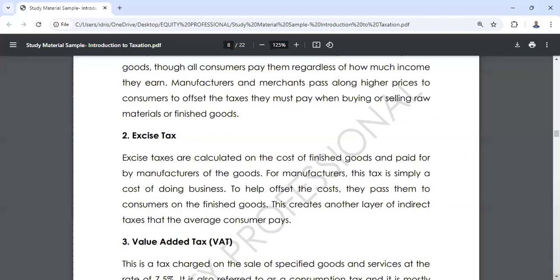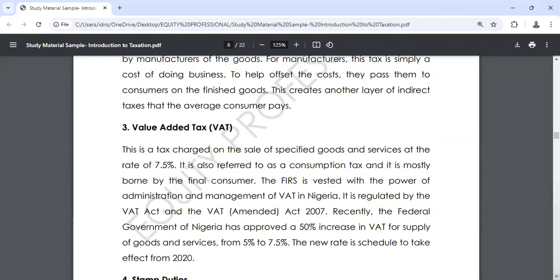Another one is excise duties. Goods manufactured internally in Nigeria that are subjected to some duties are called excise duties. So it's an indirect tax. Value added tax is the most common indirect tax that we have. It is imposed on consumption of goods and services. Me and you, we pay value added tax anytime we buy goods and services for our personal use. VAT is already included in those goods, and the VAT rate is 7.5%.